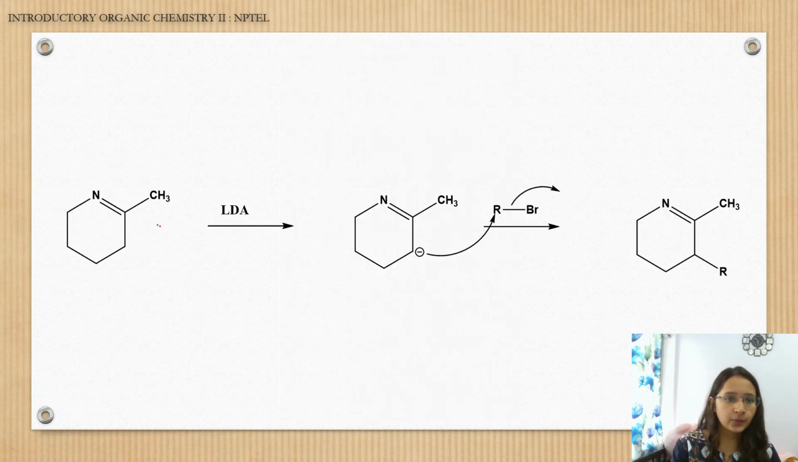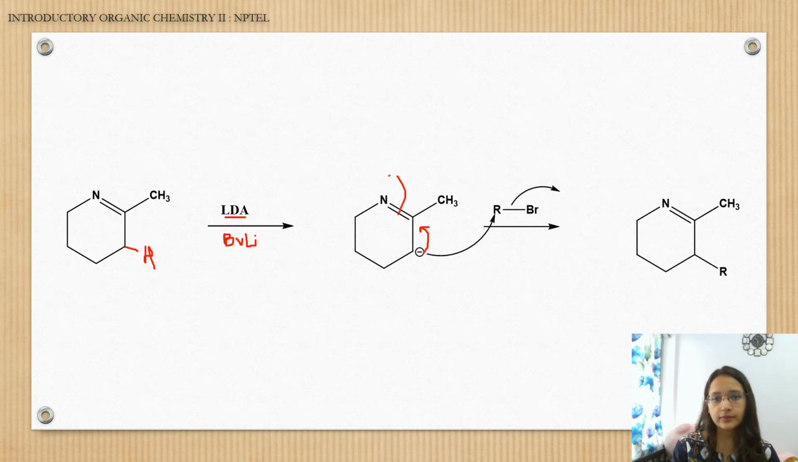So what happens here when you treat it with, I have written LDA, but it is butyl lithium. So when you treat it with butyl lithium, this anion is getting generated because this proton has been abstracted, and this anion is now in conjugation with this double bond. So this is how it is getting stabilized.